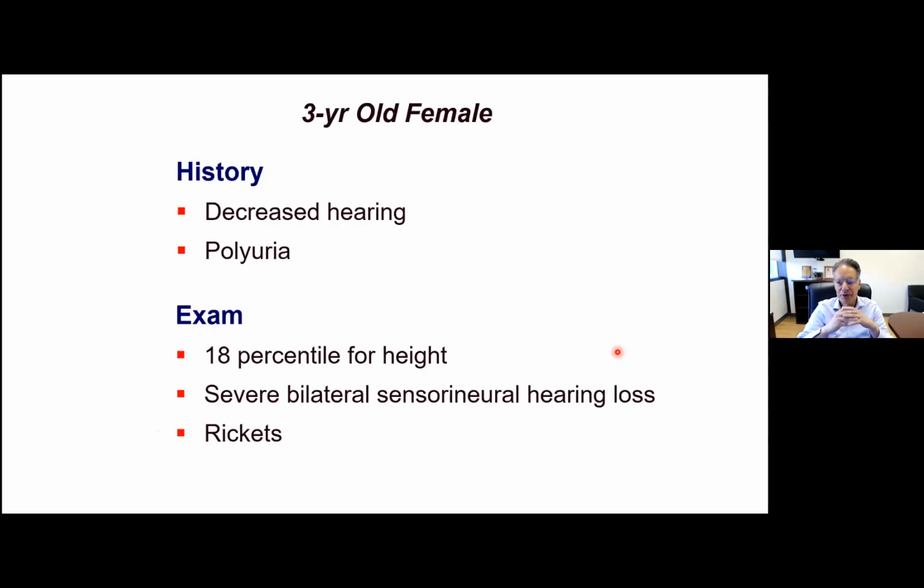Okay, let's go to another patient. This is a 3-year-old female with decreased hearing and polyuria, 18th percentile for height, again, short, severe bilateral sensorineural hearing loss, and rickets. And again, once you get more familiar with this, this really will hone you down to what the molecular cause is.